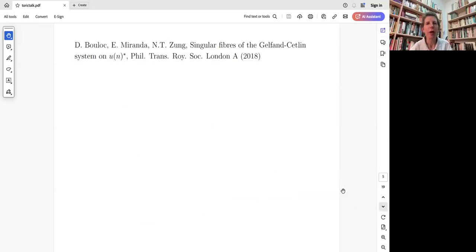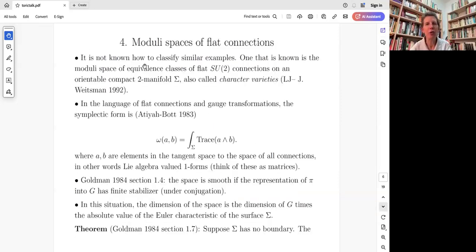Okay, so it's not known how to classify other examples similar to the Gelfand-Cetlin system. But one example that is known is the moduli space of equivalence classes of flat SU2 connections on an orientable compact 2-manifold. This is also known as a character variety. This is my work with Jonathan Weitzman. We rely very heavily on work by Bill Goldman.